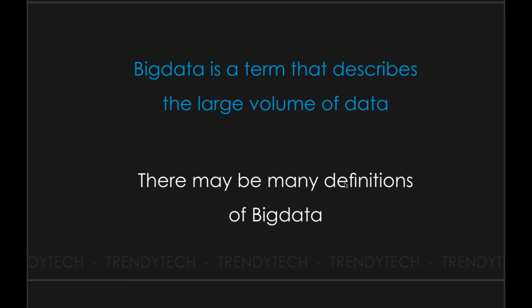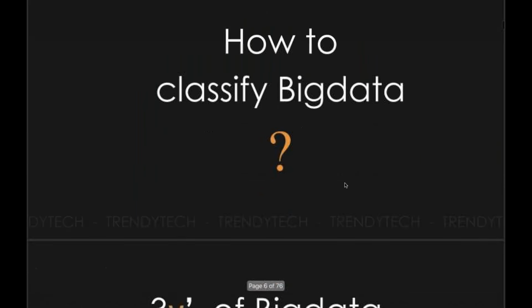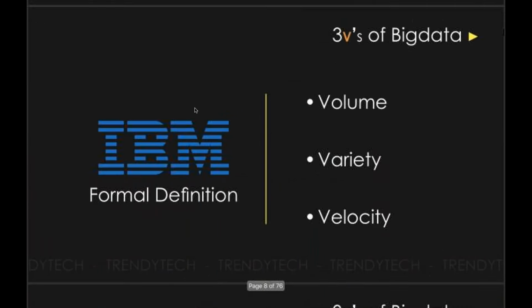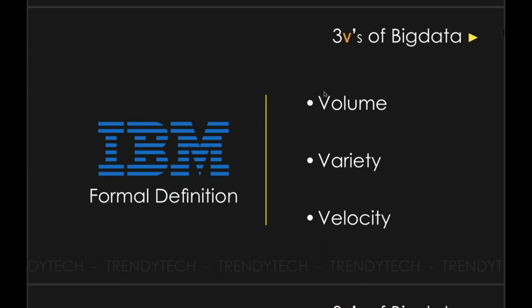However, there is one formal definition which is given by IBM. IBM has given a very formal definition for the same. IBM says any data which can be characterized by three V's is considered to be big data. Now we need to see what are these three V's as per IBM. And this is a very common definition. Many of you might be aware of it. So IBM says that if any data can be classified or characterized by these three V's, which stand for volume, variety, and velocity, then it will be called big data.